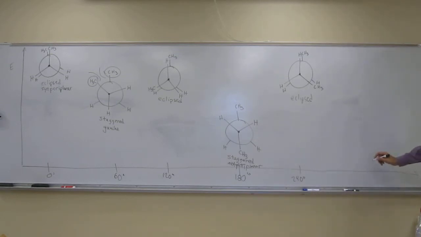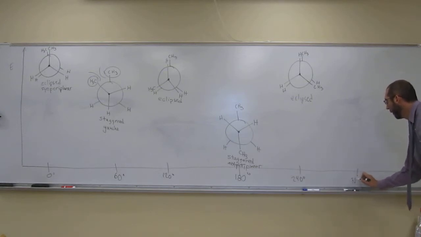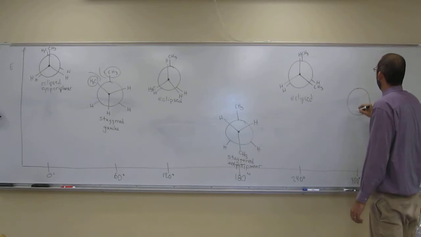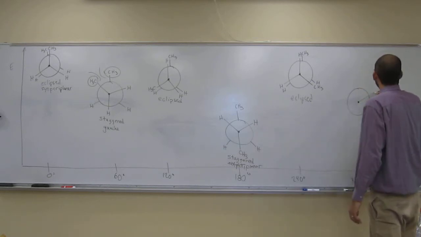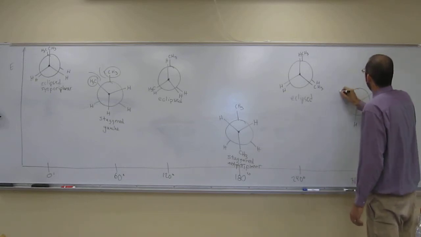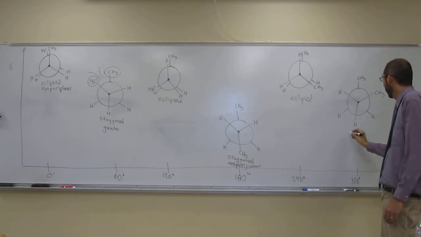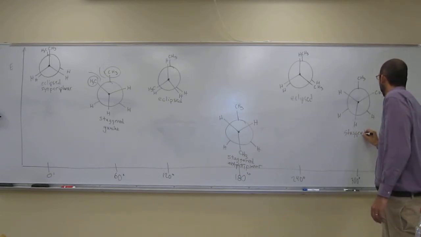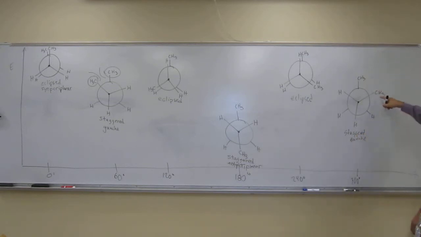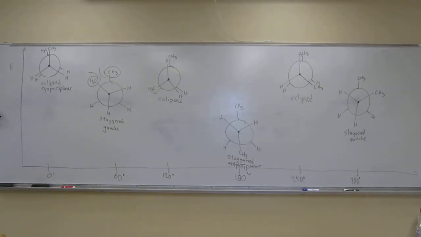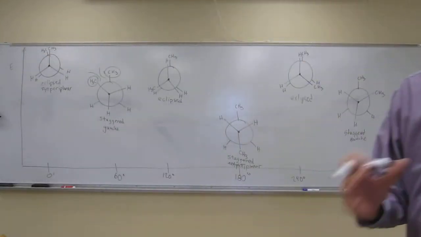Then we'll turn it again, right? To what? 300. And what will we get here? A gauche form. Yeah, very good. So that gauche form, so we're going to have this one, right? So this is called staggered, but gauche. Why? Because the two big groups are 60 degrees away from each other. 60 degrees away from carbon groups, or just? Big groups, okay? Big groups. So right now, in butane, all we've got is methyl groups. But if you had an iodine instead of a methyl group, that would be bigger than a hydrogen. Okay, it's just when the big groups are 60 degrees from each other.